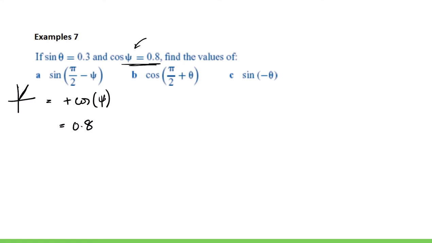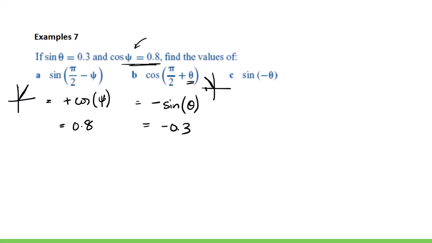Part B, same idea. This time it's pi on 2 plus theta. So we're in this quadrant, and in this quadrant, cos is actually negative. So we just have to keep in mind that that's going to be negative. Part of the complementary relationship means that that's equal to sine theta. So it's sine of this particular angle. In this case, that'll equal negative 0.3.